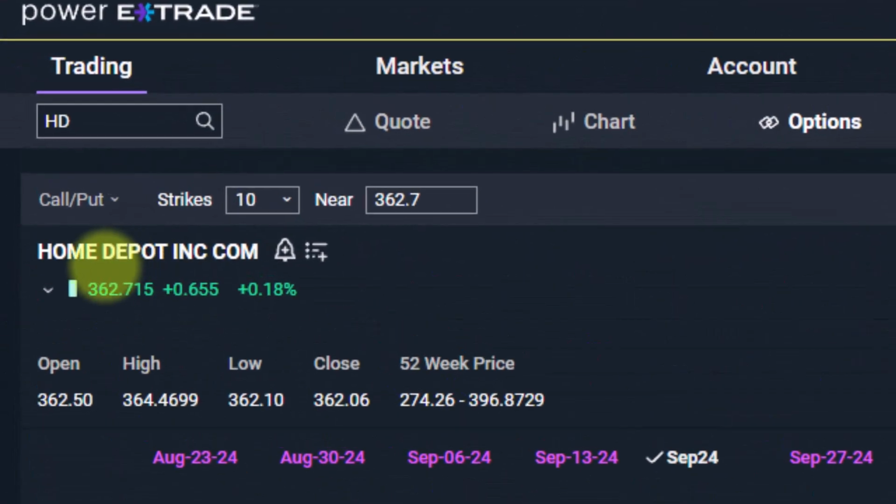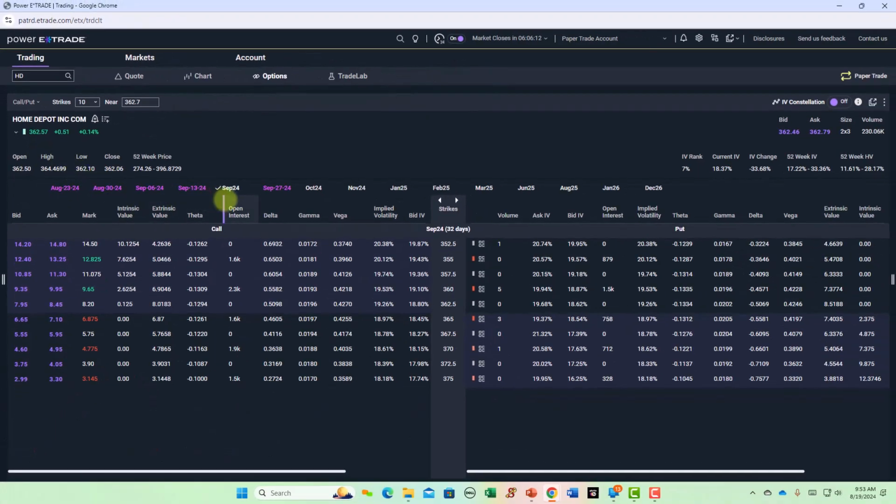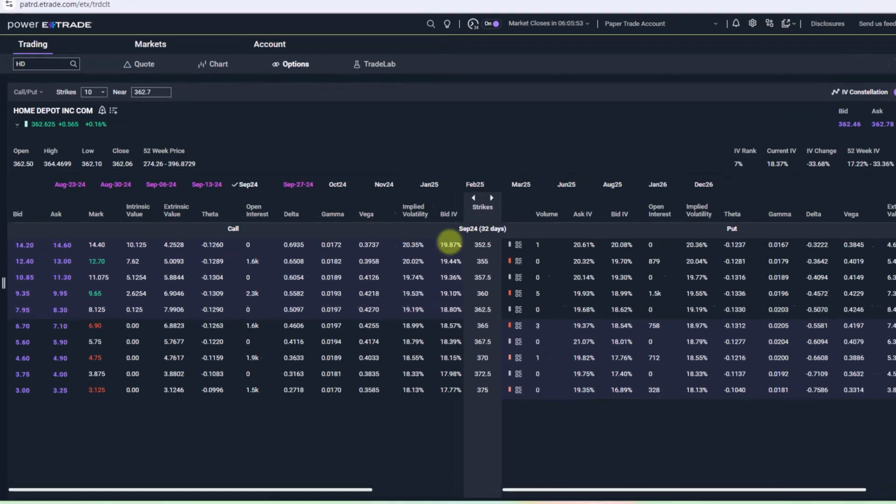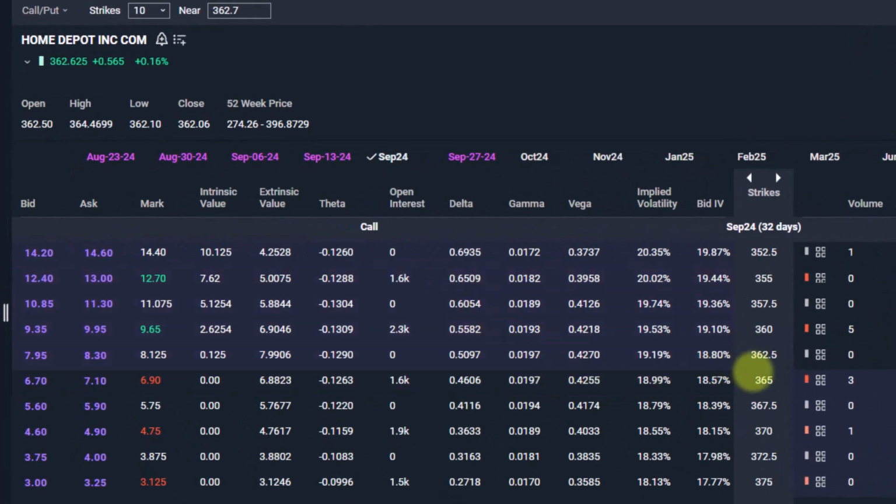I'm going to use Home Depot here for the example, trading for just a little over 362. And here is the September expiration with 32 days till expiration. Now again, this is for other reasons, depending on our needs and our strategies. But what we're really trying to find out is, what about the value? Not worried about the dollars and cents. What am I paying for? Well, see, if we go to the at the monies, let's say 362 and a half right here, they're about $8.30 on the asking price.